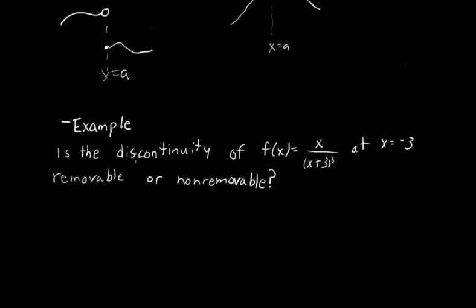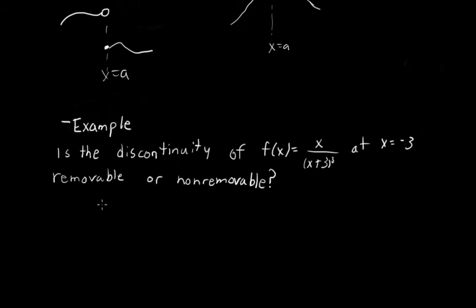So here's an example. Is the discontinuity of f of x equals x over x plus 3 cubed at x equals minus 3 removable or non-removable? Well, this involves a vertical asymptote at x equals minus 3, and in general, vertical asymptotes are non-removable discontinuities. But if you didn't know that, how would you answer this question? Well, you look on either side of x equals minus 3 and see where the function is heading.